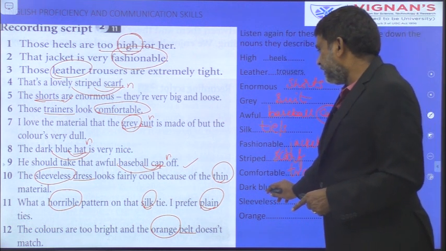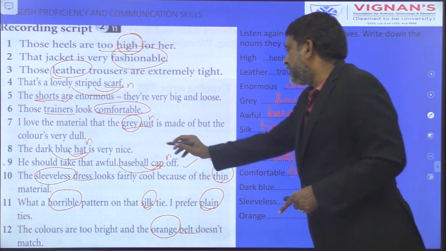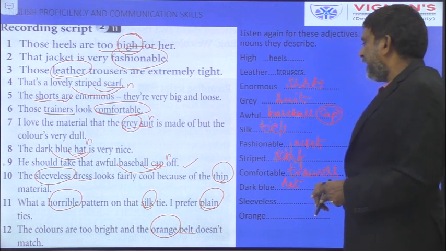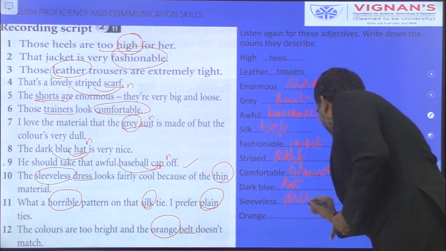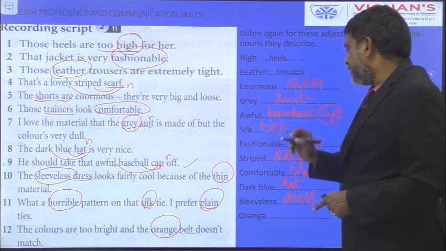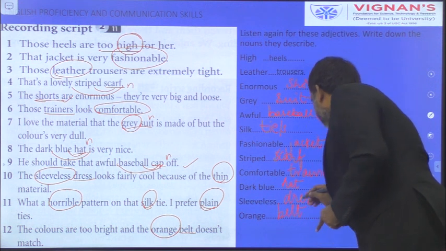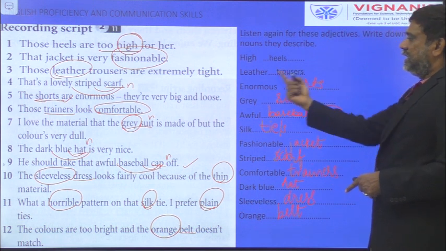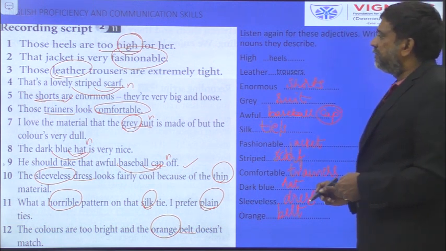Again, here, dark blue. What is the thing they used? Dark blue. Sentence 8. We have dark blue hat and sleeveless dress. Next, what is the last one? Orange belt. So, this is how we use the adjectives with the nouns.